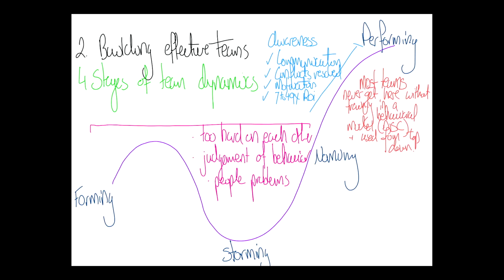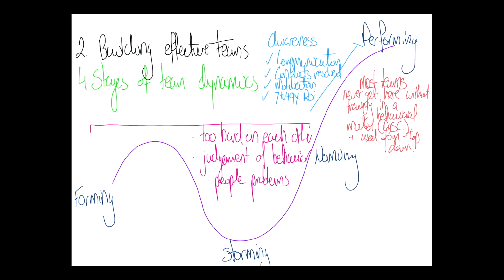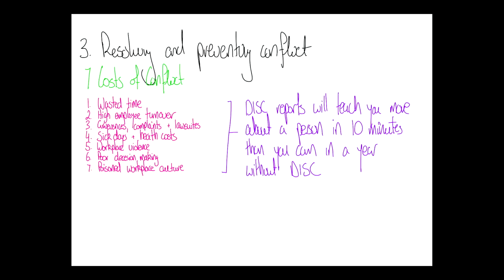DISC is a behavioral model, and it must be used from the top down. A lot of organizations don't use it from the top down. They try to use it from the bottom up. So top down means the CEO, the general manager, the managing directors, the leadership teams all have to use DISC, including all the teams. They've got to know your style. You have to know their style. And when you do that, you'll have a highly performing team. So the second benefit of DISC is building effective teams.